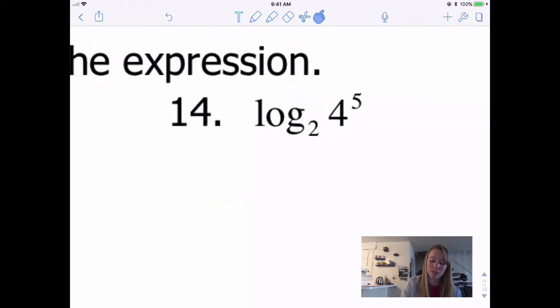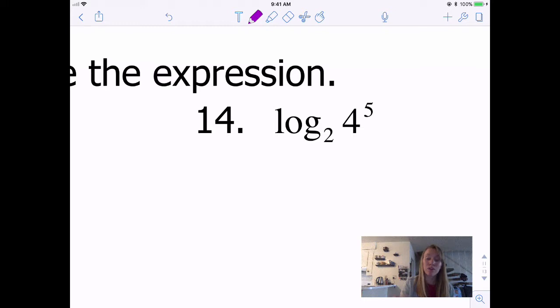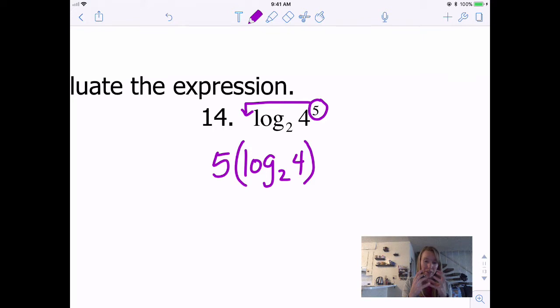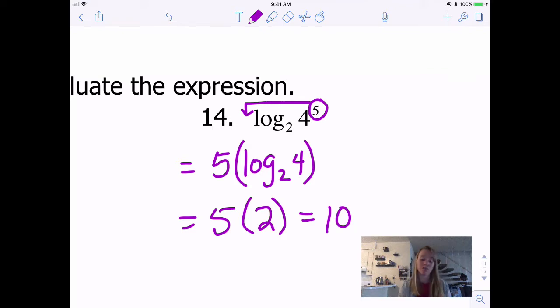14, I've got log base 2 of 4 to the 5th. 4 to the 5th is going to be a really big number, something that's more difficult to work with. But if I remember that my power property says that that 5 can become a coefficient, I do 5 log base 2 of 4. So this is 5 times some number that is an exponent because logs equal exponents. I've got 5, and then 2 to what power gives me 4 is 2. So I get 5 times 2 is 10. That's my final answer.